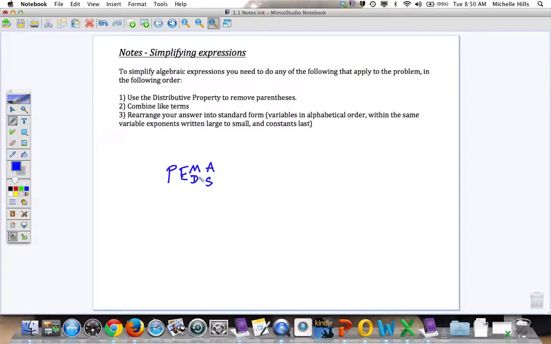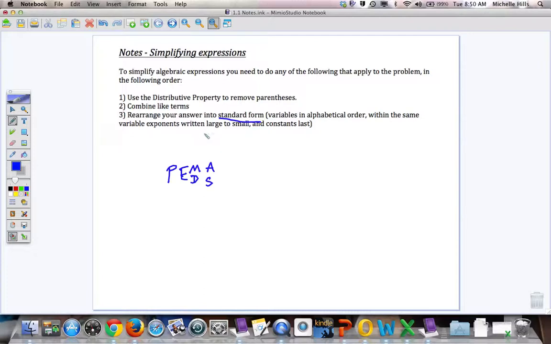You don't always multiply first. And then the last thing you're going to do after you've taken care of all of those is addition and subtraction. One thing I want to address in this first part, and then we'll talk about the distributive property and combining like terms when those come up, is that idea of standard form. It says variables in alphabetical order, within the same variable, exponents written large to small, and constants last, which all sounds kind of weird and confusing.